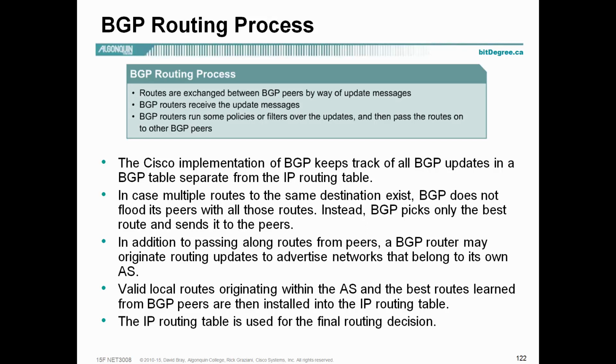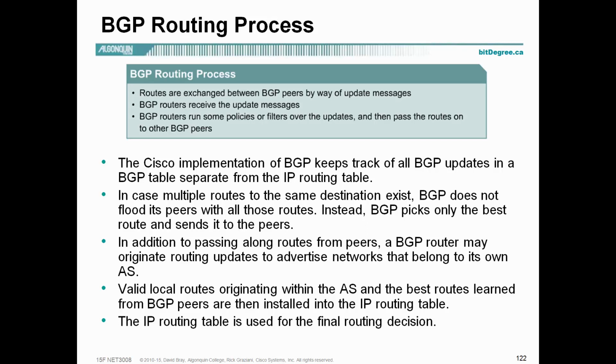So the Cisco implementation of BGP has all the BGP routes in a separate table, and we actually looked at this via the show IP BGP command. In cases where there are multiple routes to the same destination, you might recall from our discussion of show IP BGP, the best path is flagged with a greater than sign in that output.